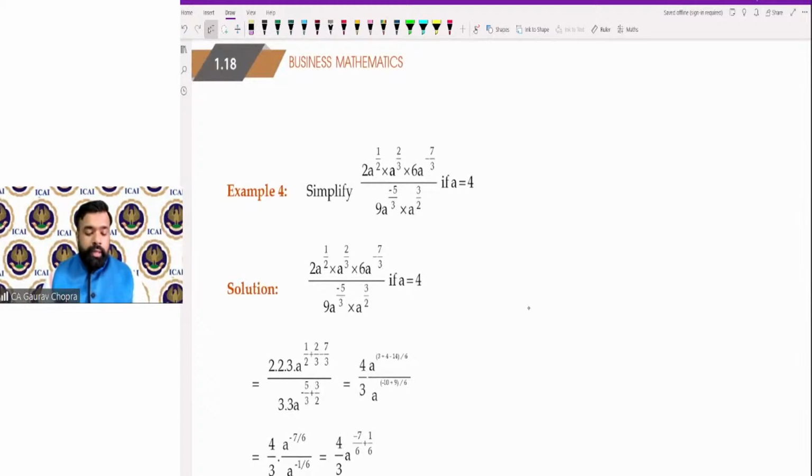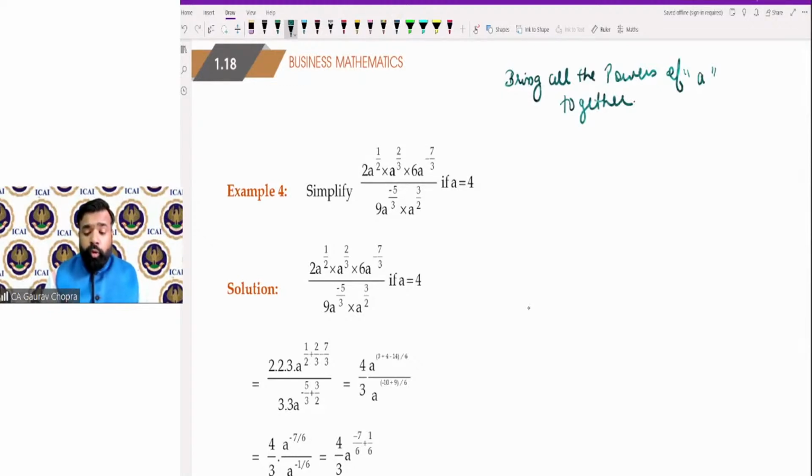Now let us do example number 4. Simplify. Now you have to simplify here 2a to the power of half, a to the power of 2 by 3, then 6a to the power of minus 7 by 3, then there is a denominator as well. So what is the common base in this question? So the common base is a. So we can bring all the powers of a together. This is important.